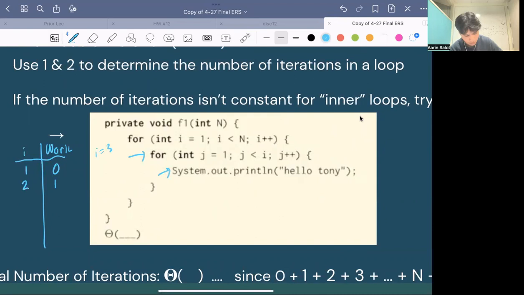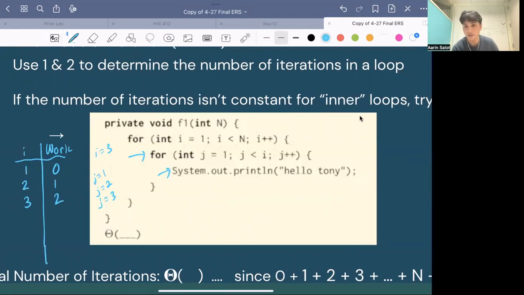When i is equal to 3, j is going to start off at 1. Then it's going to have a print statement. Then j will increment up to 2. It'll print out one more time. And then j will be equal to 3, and we'll terminate our while loop. So we printed out twice, so we've done 2 units of work.